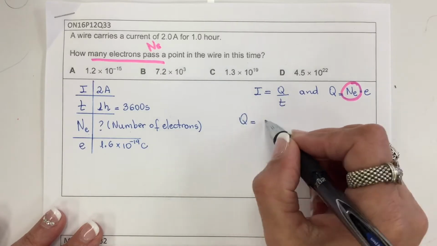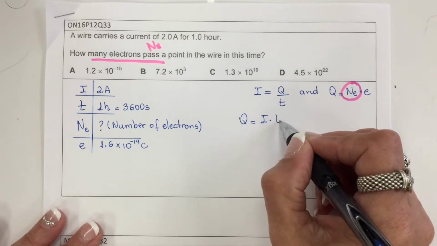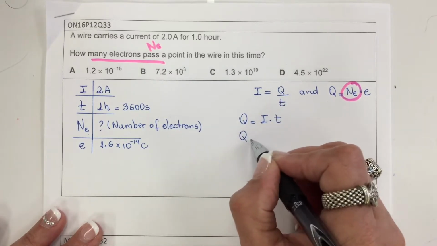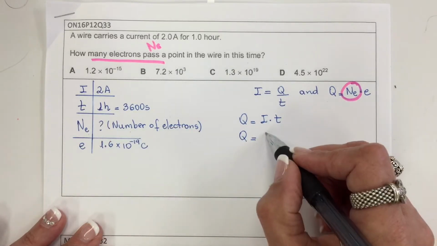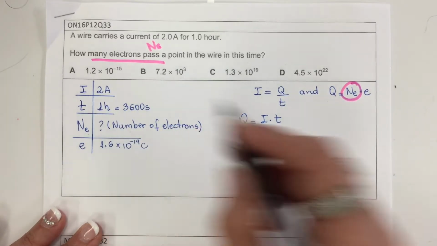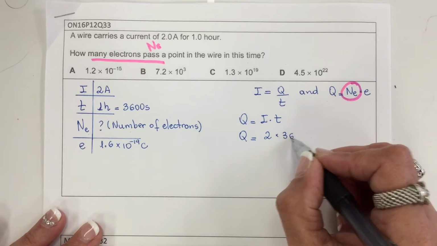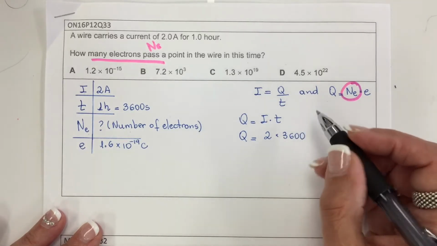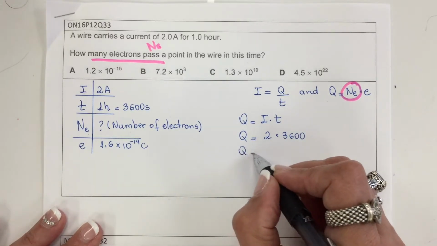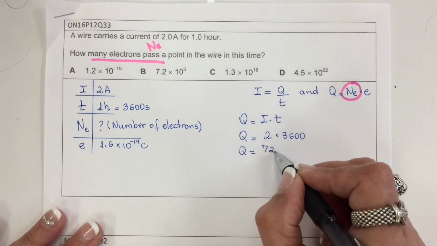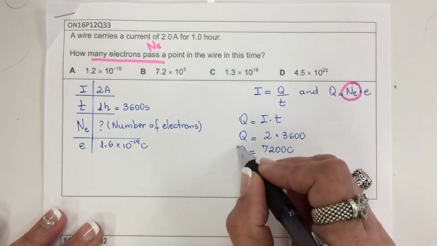I'm going to rearrange this formula in terms of charge. Charge is equal to current times time. Charge is equal to 2 amps times 3,600 seconds. So my charge here is 7,200 coulombs.